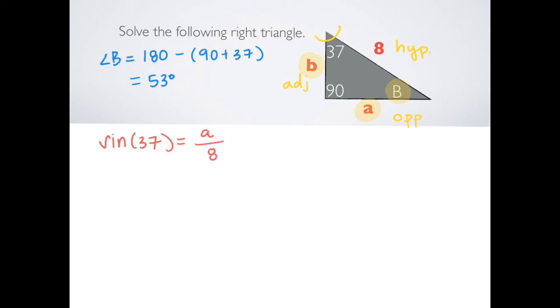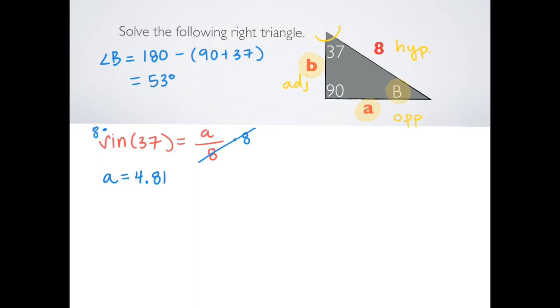To undo that fraction, I am going to multiply both sides by 8. This is when you need your calculator, making sure again that it is in degree mode. If it's not in degree mode, you will not get the correct answer. So 8 times sine 37, and let's round to the nearest hundredth, which is 2 places. I'm going to have A is equal to 4.81.